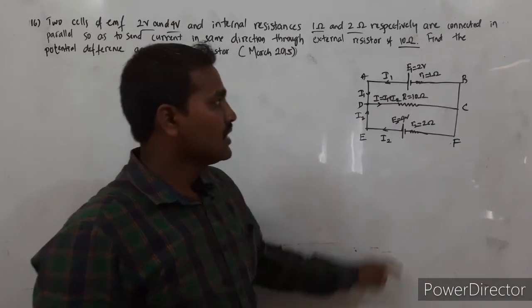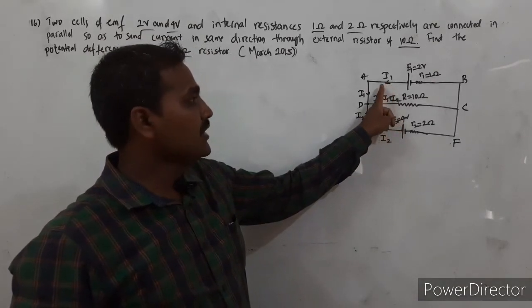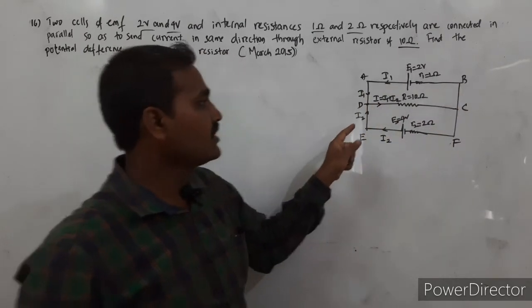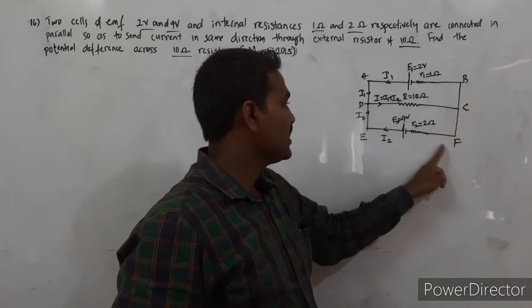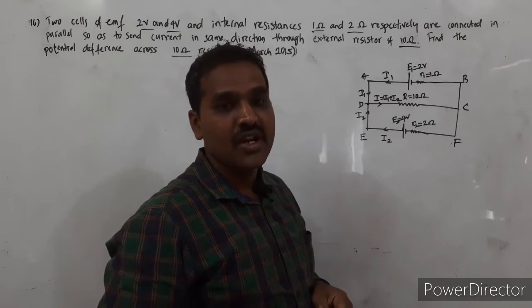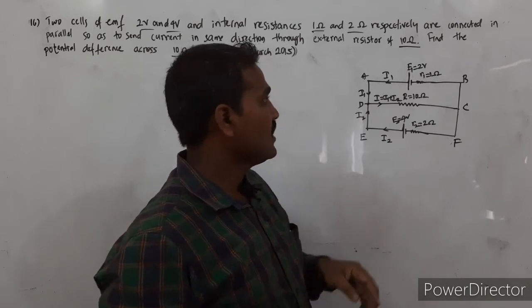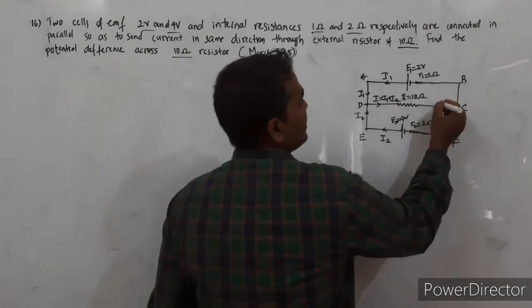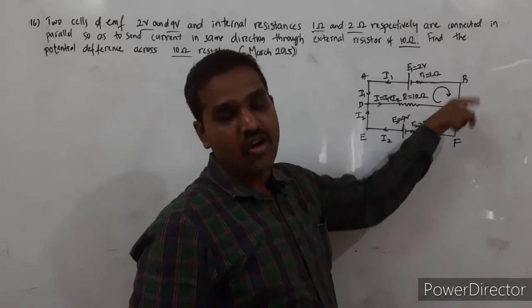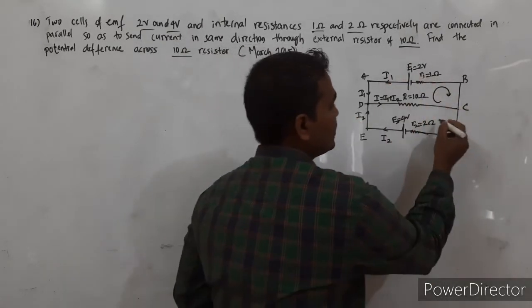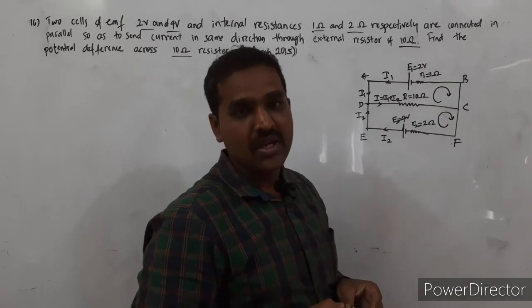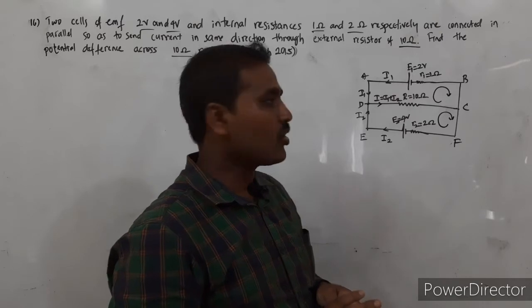Now separately we shall consider two loops here: A, B, C, D, A. Then we shall consider another loop: D, C, F, E, A. Whenever we were studying Kirchhoff's laws, we had some sign conventions. First, we will assume some direction of current. We are free to assume either clockwise or anti-clockwise direction. In both these loops, let us assume the currents are flowing in a clockwise direction. Practically they may be clockwise or they may not be.